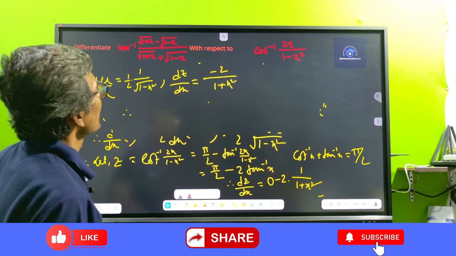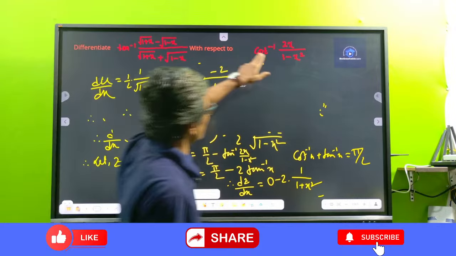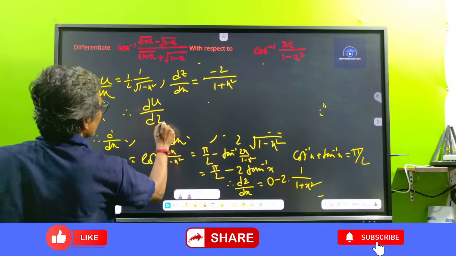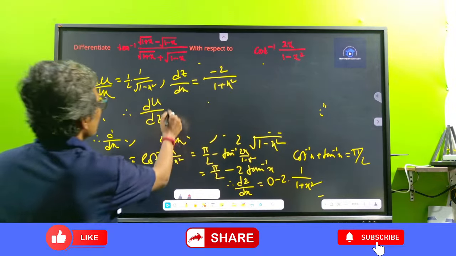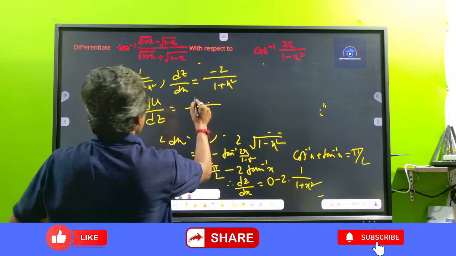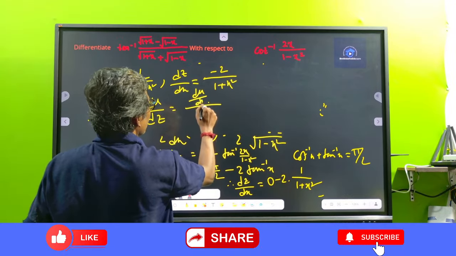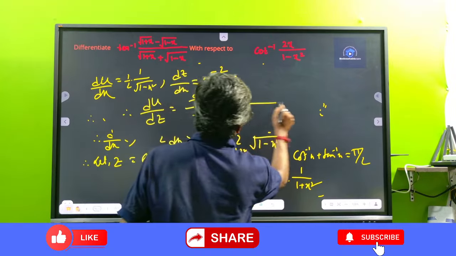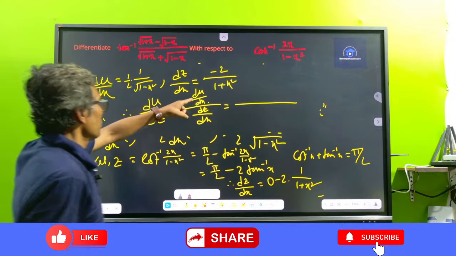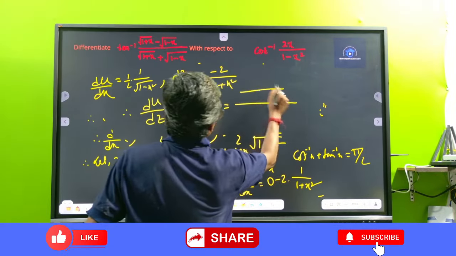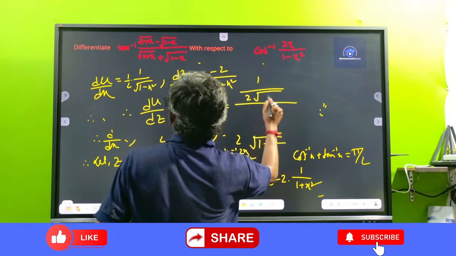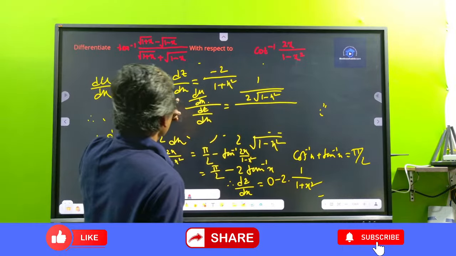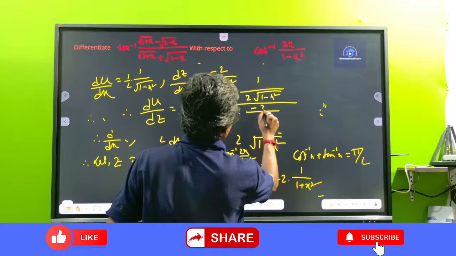We have to find out the derivative of this function with respect to this function. So du by dz is equal to du by dx over dz by dx. du by dx means 1 by 2 into root over 1 minus x square, and dz by dx means minus 2.